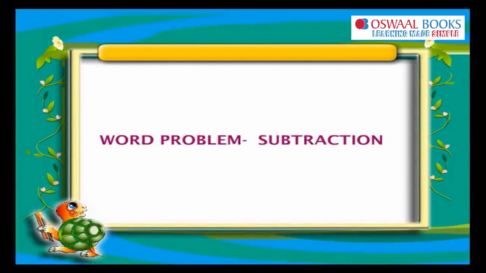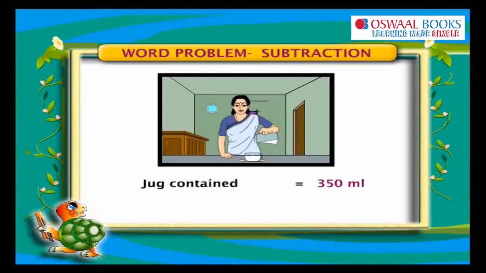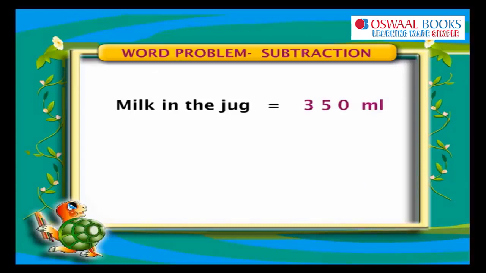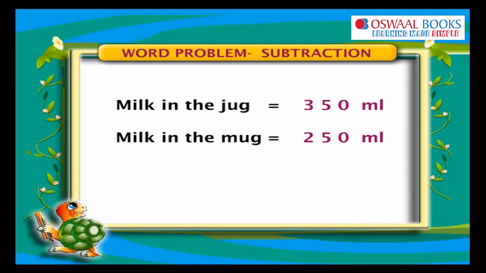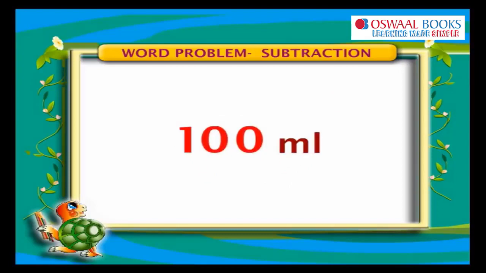Word problem. Subtraction. A jug contained 350 ml of milk. Out of this, 250 ml was poured into a mug. How much milk is left in the jug? Milk in the jug is equal to 350 ml. Milk in the mug is equal to 250 ml. Subtract 1's column, we get 0. Subtract 10's column, we get 0 again. Subtract 100's column, we get 1. So the milk left in the jug is 100 ml.